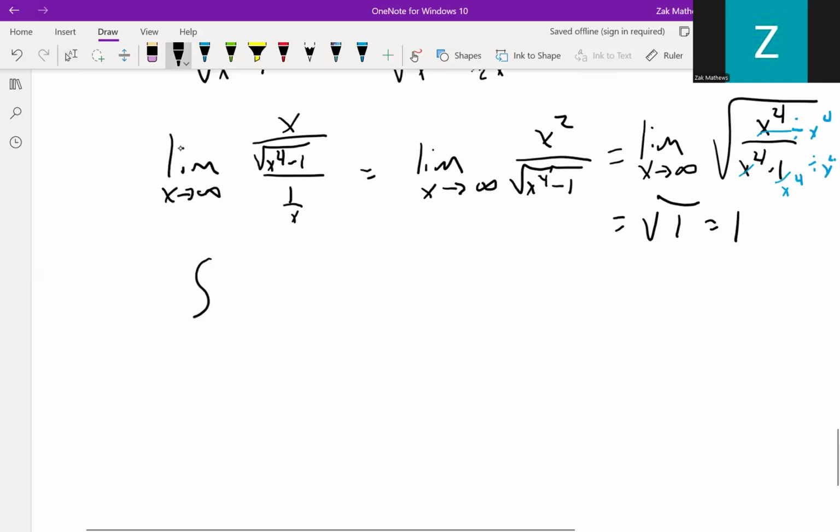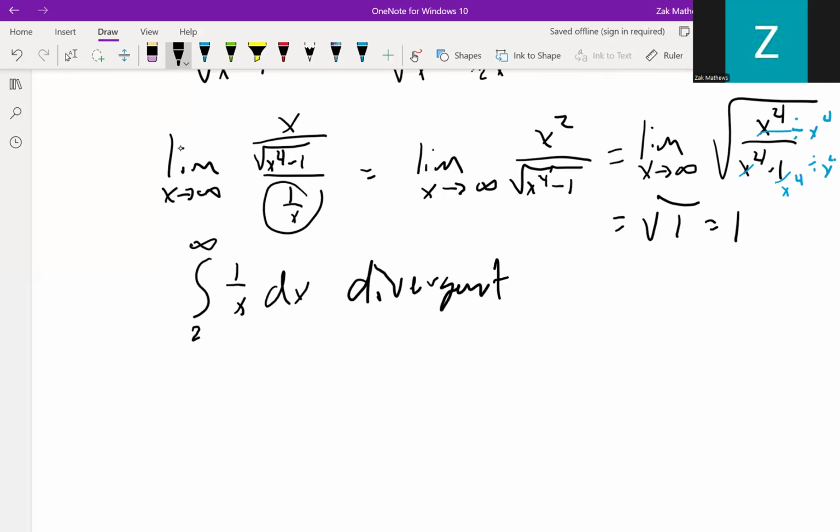The integral from 2 to infinity of 1 over x, the thing I chose to compare to right here, is divergent, because the p is equal to 1, using that p rule.